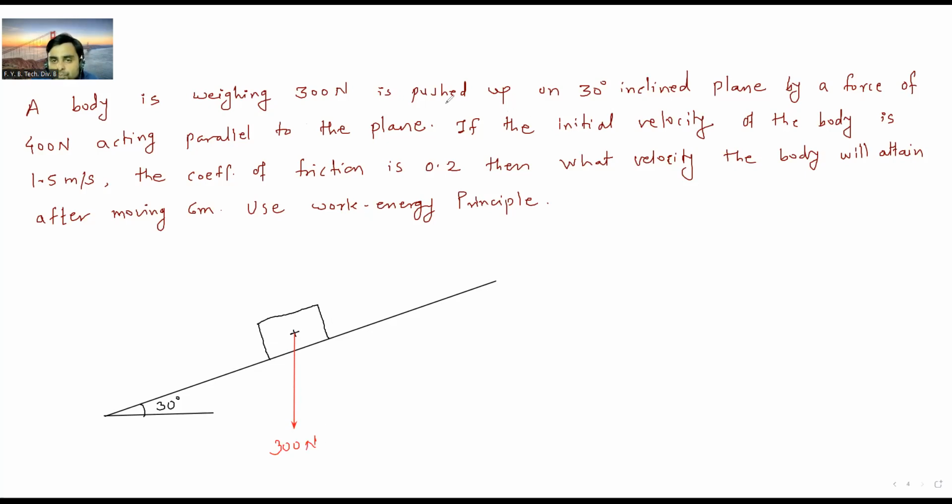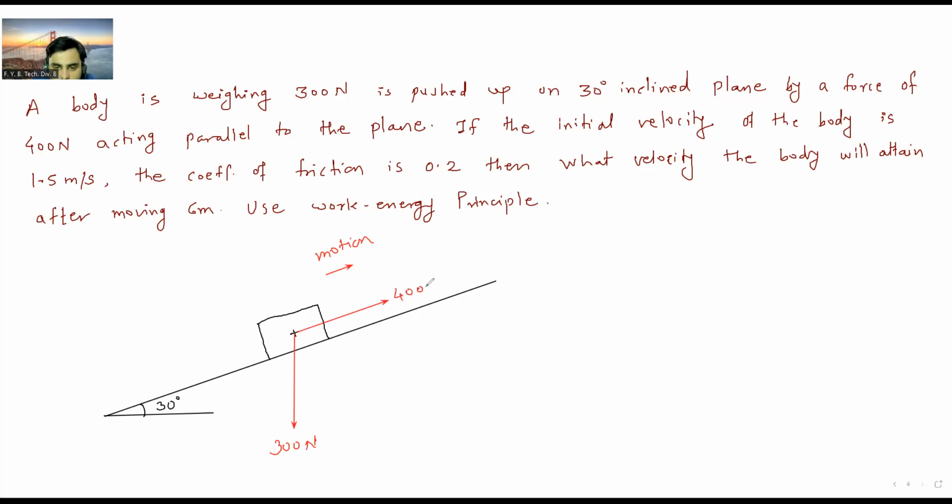Then it is pulled up. Oh, sorry, pushed up. So pushed up means which is the direction of motion? Pushed up means this is the upward direction. So this is the direction of the motion. Okay, it is pushed up by a force of 400 Newton acting parallel to the plane. Now this is our plane, so the force is parallel to the plane. So this force F, this is parallel to this plane. So this is the force F.